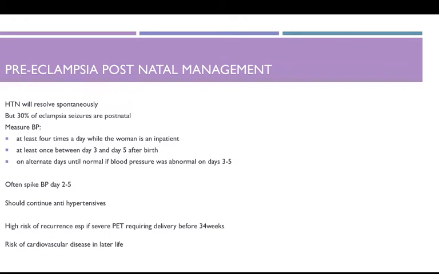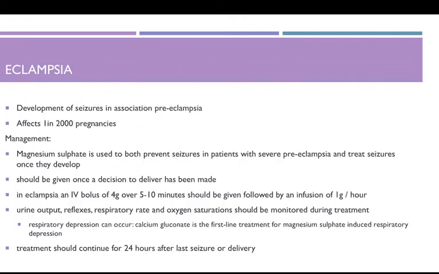There's often a blood pressure spike between days 2 to 5 after giving birth. After preeclampsia, you should continue antihypertensive, and there's a high risk of recurrence, especially if the mother had severe preeclampsia, which required delivery before 34 weeks. And when I say high risk of recurrence, I mean a high risk of developing preeclampsia in a future pregnancy. And there's a greater risk of cardiovascular disease later in life if you've had preeclampsia.